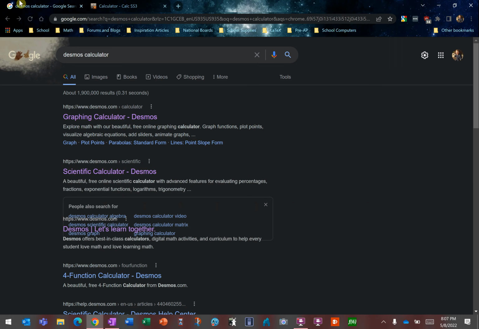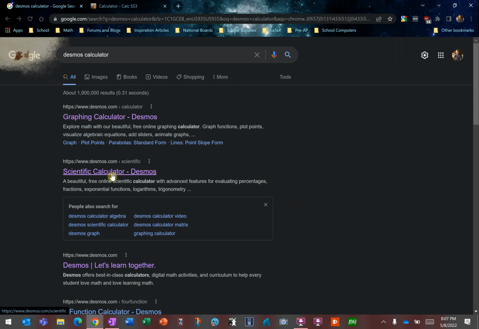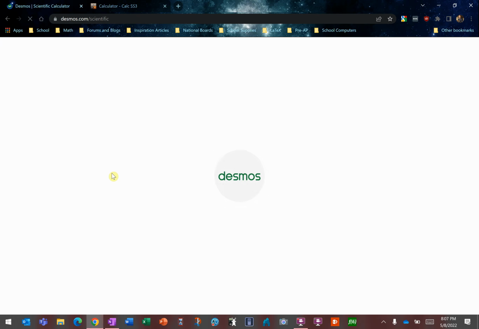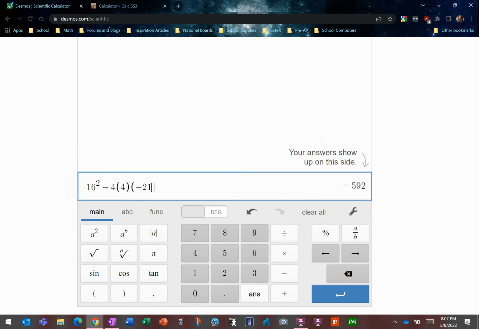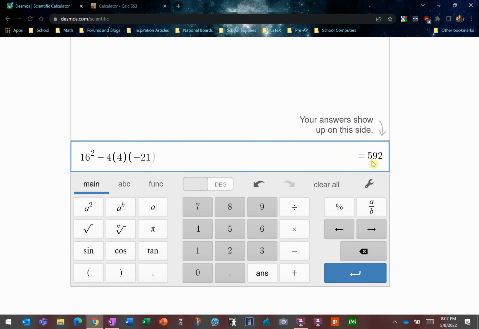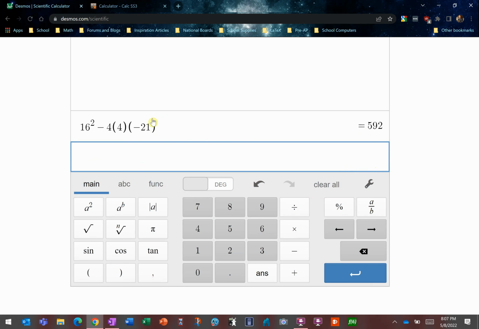As opposed to the Desmos Scientific Calculator, which is the one I'd suggest you use on your phone. I think it's the best one out there. When I want to do 16 squared, like so, and then minus 4, parentheses 4, parentheses negative 21, you can see everything at once, and I'll zoom in on that, sorry. We can see that that's 592. Plus, if you hit enter, you can see your old history too, which is great.